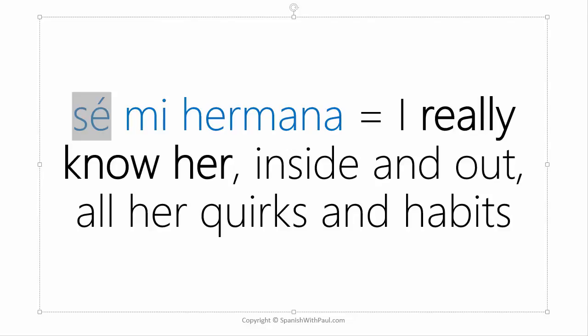If on the other hand you said conozco a mi hermana, okay, so now what you're saying is I'm acquainted with my sister. Okay, so maybe you were separated at birth and you just recently met, it implies something like that. So it's good to be aware of these differences between saber and conocer, in that just the same as ser and estar or por and para, which one you choose will drastically change the meaning of the sentence.